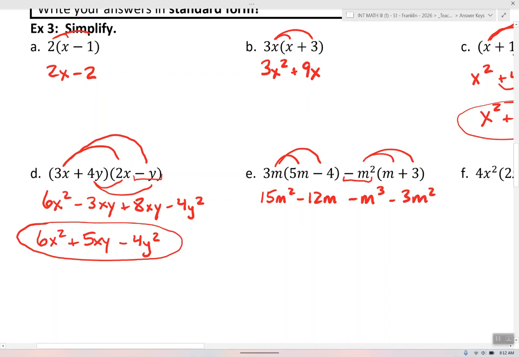So what's nice about this distributive property deal here is that at first it was set up as this polynomial minus this polynomial. But since we included that negative sign in our distribution, now we can just combine like terms instead. So our answer will start with a negative m to the third in standard form. Then we can combine 15m squared and negative 3m squared. That's 12m squared. And then we just have minus 12m left.